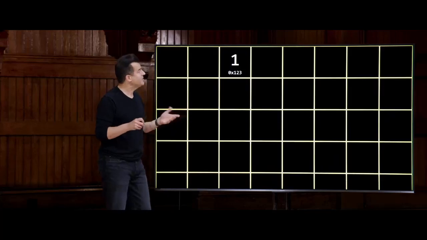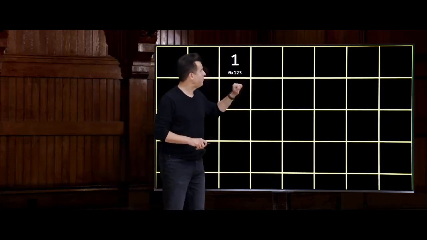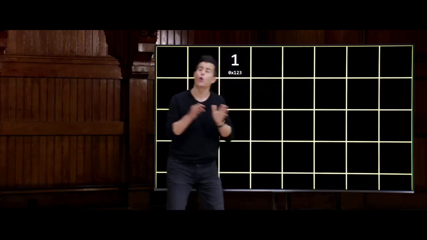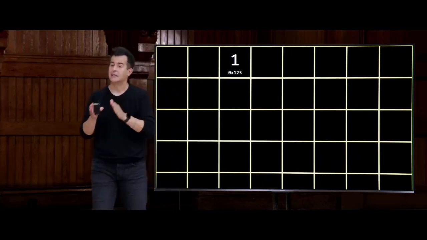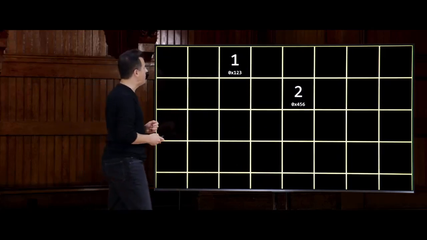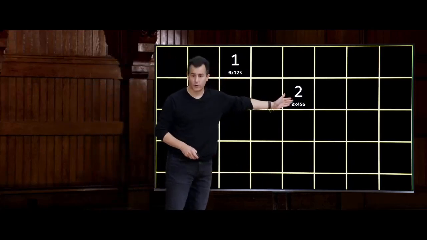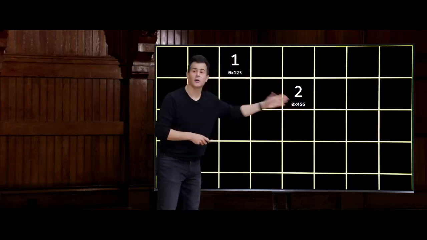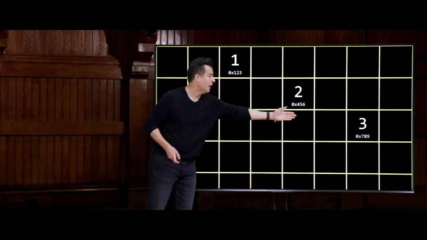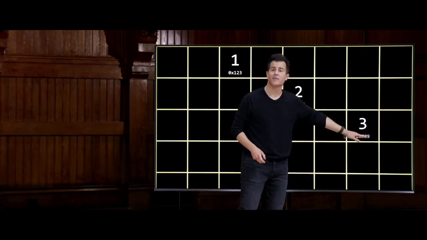Now, suppose for the sake of discussion that maybe this space is being used, this space is being used, this space is being used, so there's no room at the moment immediately next to this number 1. That's OK. Why don't I go ahead and plop the number 2 where there is room, which is maybe over here? Maybe that location, for the sake of discussion, is 0x456. Where do I put the 3? Well, maybe it ends up over here. And that happens to be location 0x789.